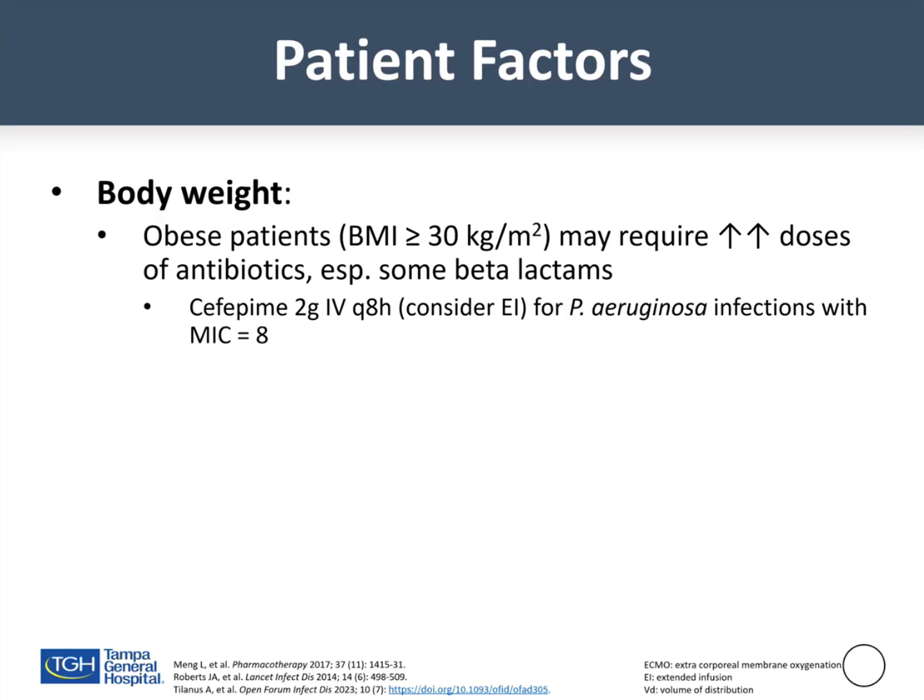An example those papers would give is a drug like cefepime. They recommend, in someone with normal renal function, to dose the drug at a maximum of 2 grams every 8 hours, and to consider an extended infusion for each of those doses if the patient has an invasive Pseudomonas aeruginosa infection with an MIC of 8, in order to optimize your PK/PD.